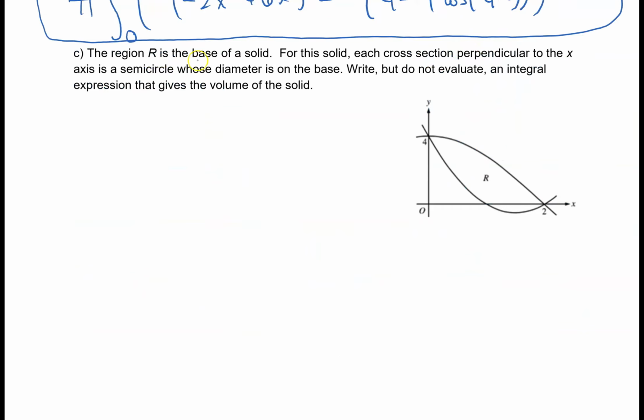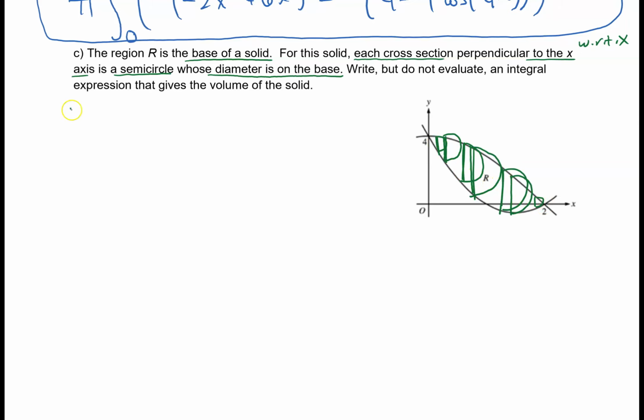So region R is forming the base of the solid. That means we're stacking the cross-sections on top of it and they're sticking straight up. Each cross-section is going to be perpendicular to the x-axis, so that's what tells us to do this with respect to x. And the cross-sections themselves are semicircles whose diameter is on the base. So they kind of run like this. You have this semicircle sticking straight up. This one would have a larger diameter. This one would get a smaller diameter. This would be small. And so just imagine all these semicircular cross-sections all being stacked along this region where the diameter is perpendicular to the x-axis.